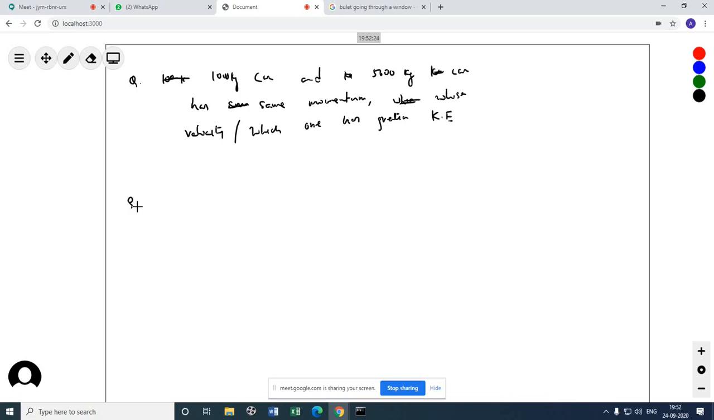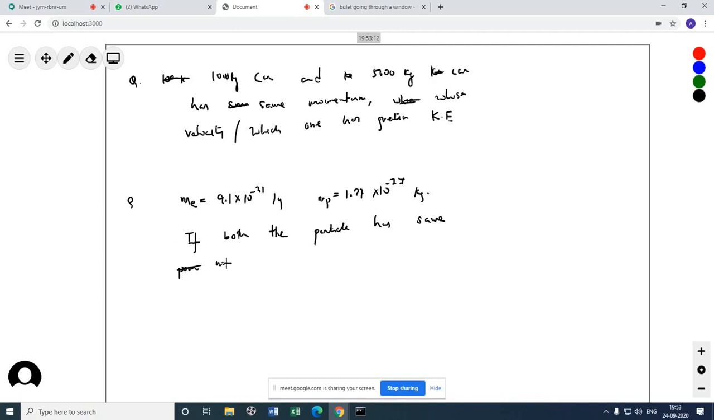Take another question. Mass of an electron is 9.1 into 10 to the power minus 31 kg. Mass of a proton is 1.27 into 10 to the power minus 27 kg approximately. If both of them have the same momentum, which particle has greater kinetic energy? How will you do it?